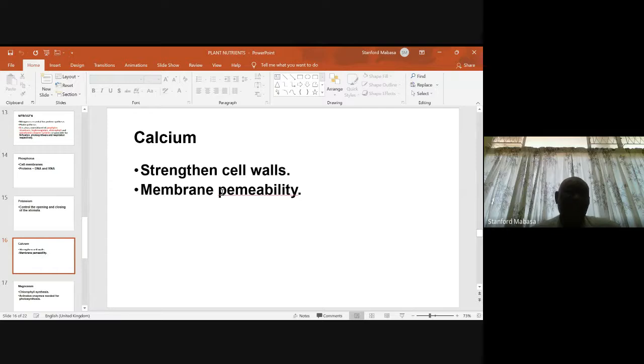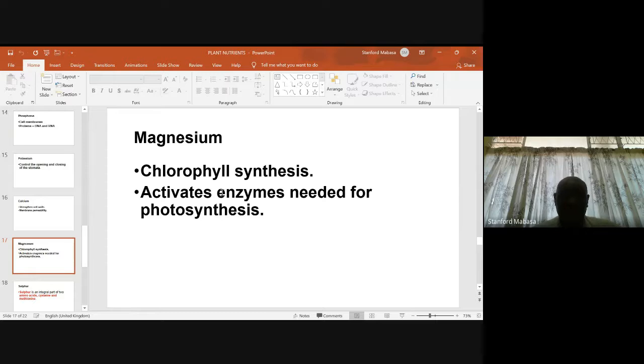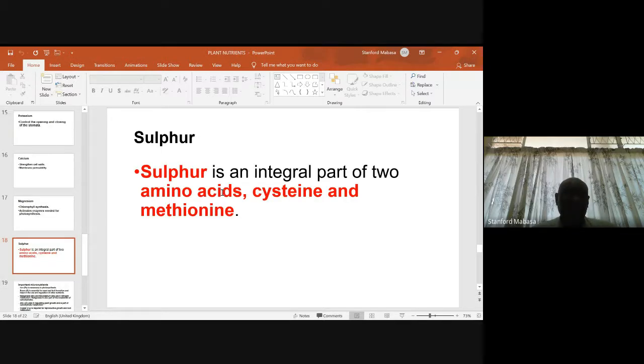Calcium, this one strengthens the cell walls. It is important for membrane permeability. Magnesium, it is important for chlorophyll synthesis. It activates enzymes needed for photosynthesis. Sulfur is an integral part of two amino acids, cysteine and methionine.